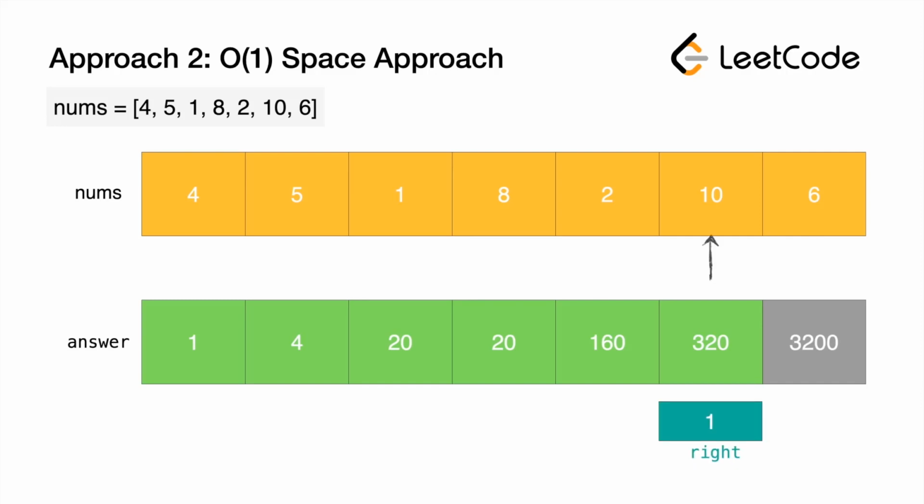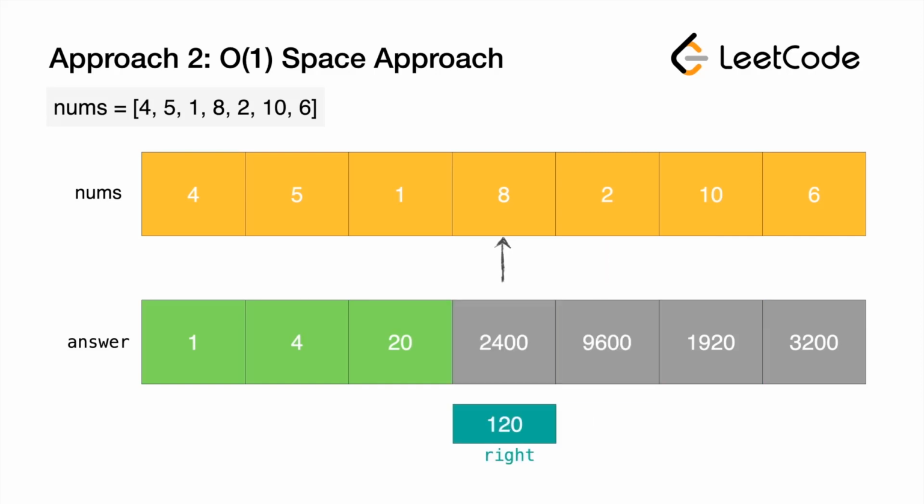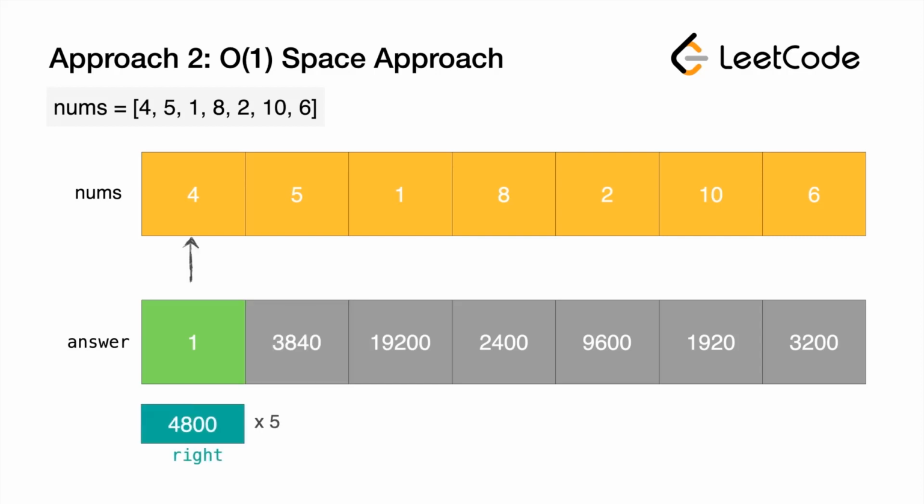Then, for the next element 10, the suffix product is updated to 6. The final result is 6 times 320, which is 1920. We do the same for the rest of the elements, update the suffix product, and calculate the final result for each element. At last, we'll return the answer array.